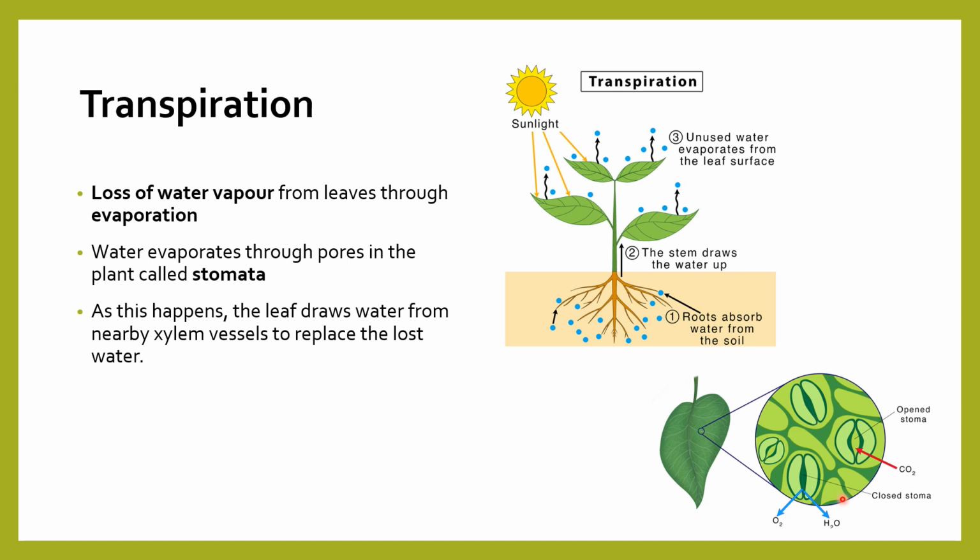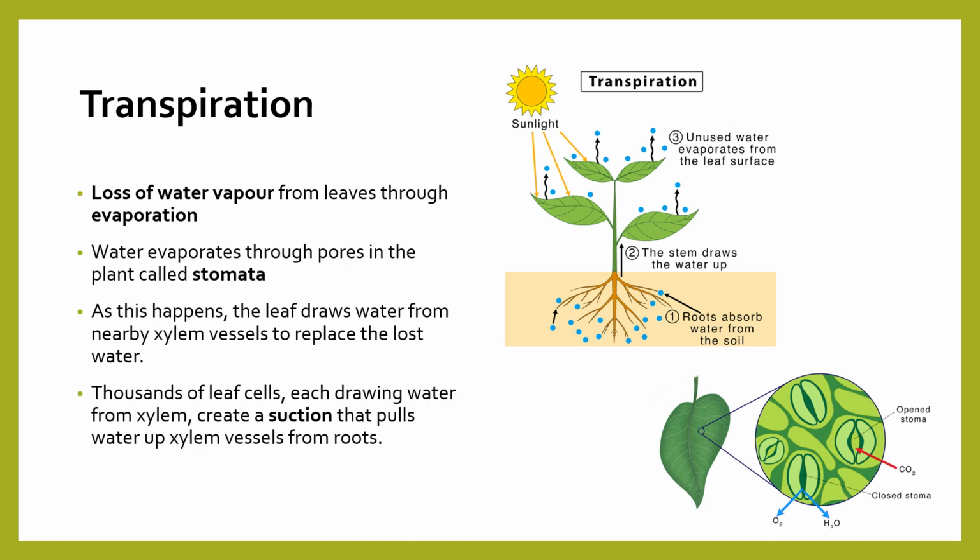So remember, think about the cohesion, the attraction of water molecules to other water molecules. As water evaporates through the stomata out of the plant, other water molecules below it are being pulled up, and that is one way the water moves up the xylem without any energy. There are thousands of leaf cells, each drawing water up from the xylem, and this creates a suction that pulls water up the xylem vessels from the roots.